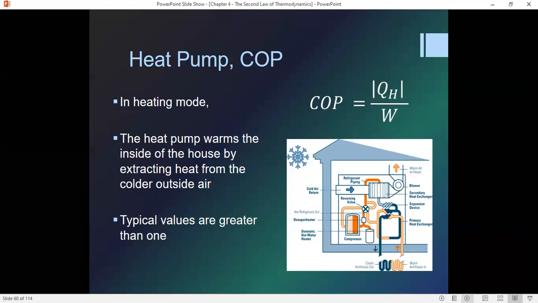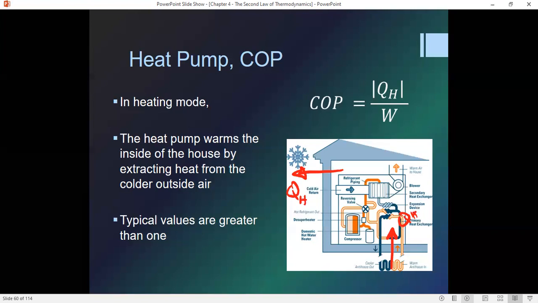When it's summertime, you want to move the heat outward, okay? So you're dumping QH outside of the home. When you are wanting to heat the house, you are bringing in heat from the outside or the ground. Okay, here's something that's very important.